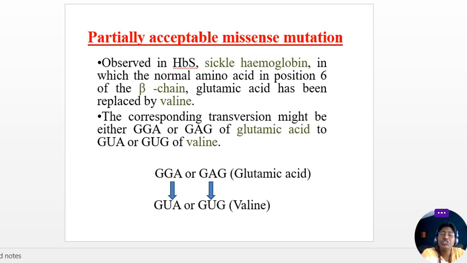During mutation, the codon responsible for the glutamic acid in the sixth position of the hemoglobin may be GGA or GAG in the normal hemoglobin. If it undergoes mutation, the second base of that GGA is replaced by U, which produces GUA, or the A is replaced by the U, producing valine. So instead of glutamic acid, valine will be present in the sixth position of the beta chain of the hemoglobin. This produces sickle anemia.